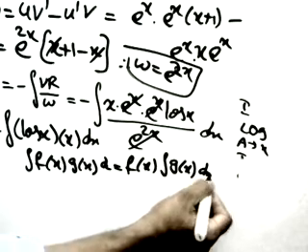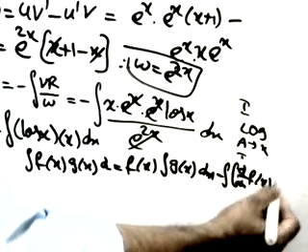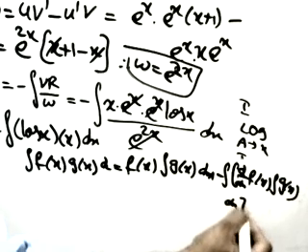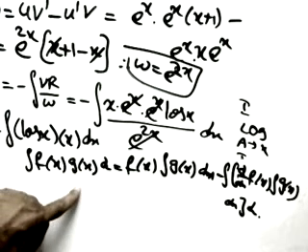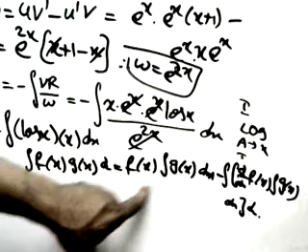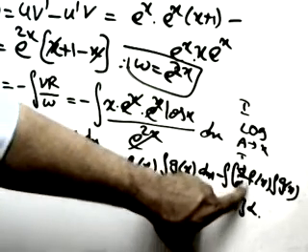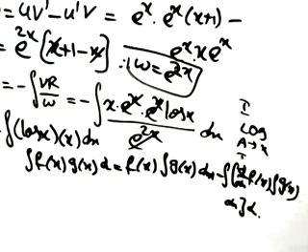minus whole integration of d by dx of f of x, integration of g of x dx, whole dx. Those who don't know this formula, you revise this. This is the basic formula: the integration of f of x into g of x is f of x integration of g of x dx minus whole integration d by dx of f of x integration of g of x dx whole dx. Now let me use this formula.